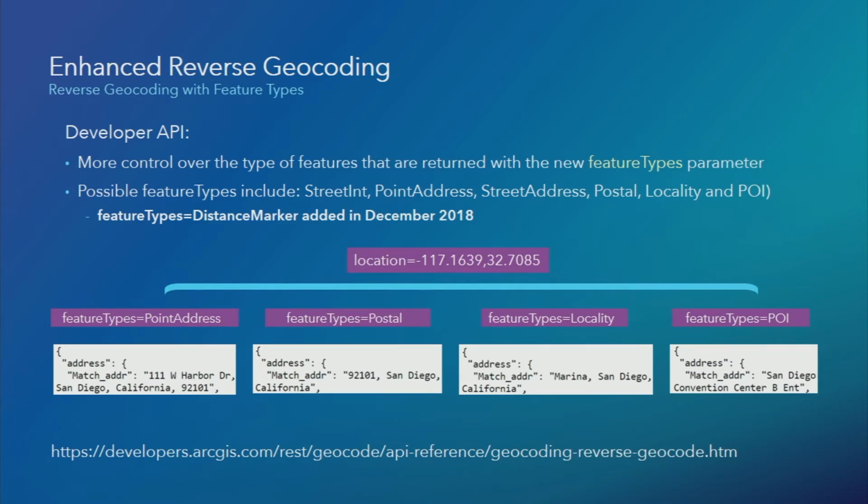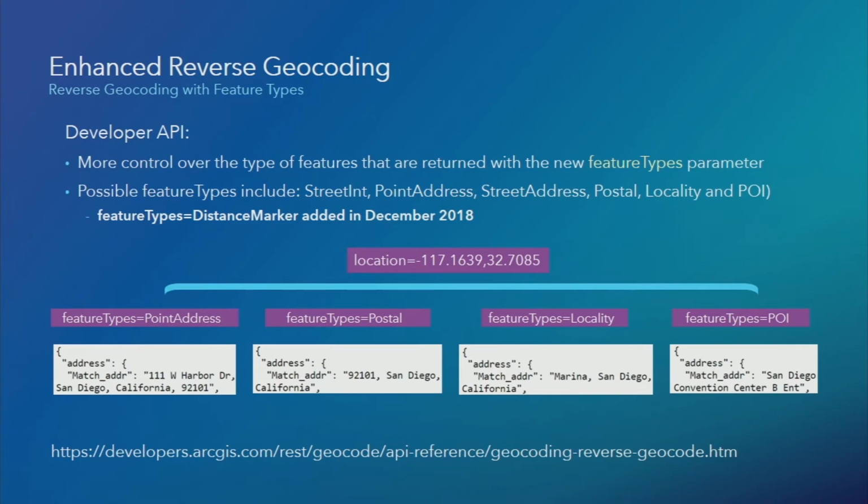And you can see here that I've got a single location. That single location is the same for all of these requests, but I pass in a parameter feature type in the first example of point address, and you can see for the same location, I get back the point address at that location. But if I pass in a feature type of postal, I'm able to get back the postal code. And so there's a lot of flexibility here. If you're building a type of application where you want to get back a specific type of result, you can do that with this feature type approach. And you can see over on the far side here, at that same location, I asked for a POI and it gave me back the San Diego Convention Center.